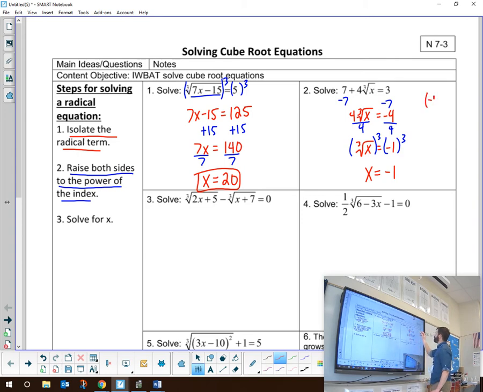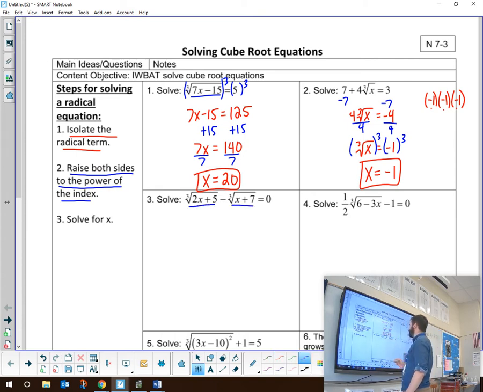See, look, we go negative 1 times negative 1 times negative 1. Negative 1 times negative 1 is positive, but a positive times a negative on the end gets me back to negative. So we're going to have x equals negative 1 as my answer. All right, let's take a look here at number 3. So number 3, we have a cube root here and another cube root here.